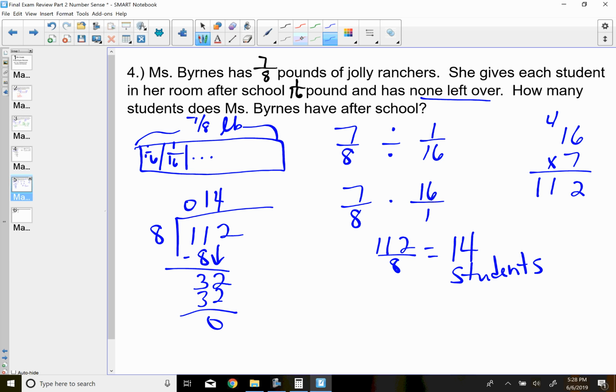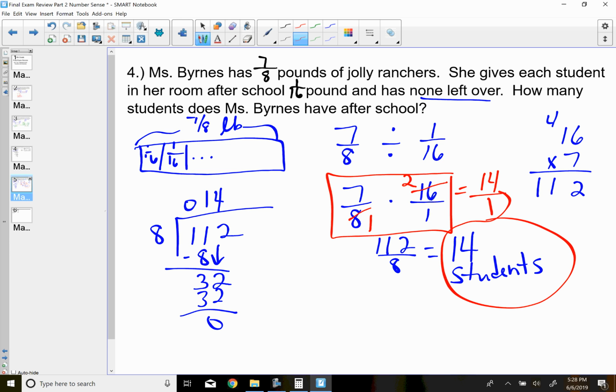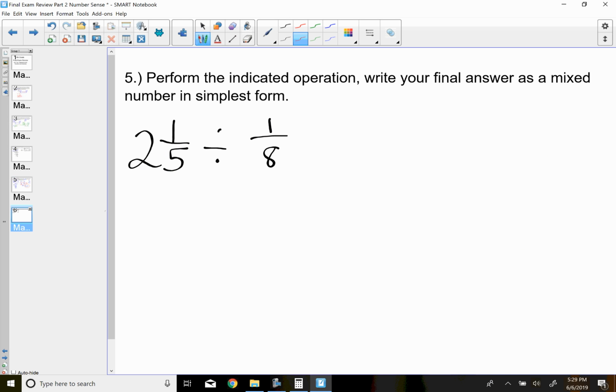Now a little bit of a shortcut that I know a lot of you have been using throughout the year is if I go back to this step right here and the cross-canceling idea. A numerator and a denominator can cancel out. 8 will go into 16 twice. 8 will go itself once. 7 times 2, that's equal to 14. 1 times 1 is worth 1, so I still get that answer of 14 students. So if she has 7/8 pounds and she gives 14 students 1/16 of a pound each, she's going to use all 7/8 pounds. And our last question is just very similar to the last one, but it's just straightforward.